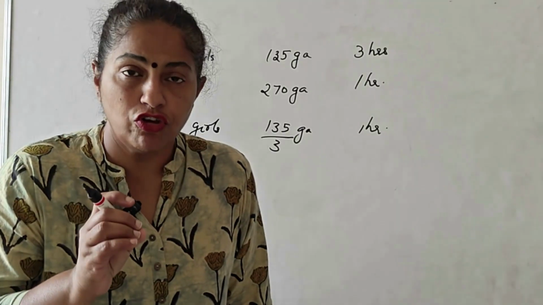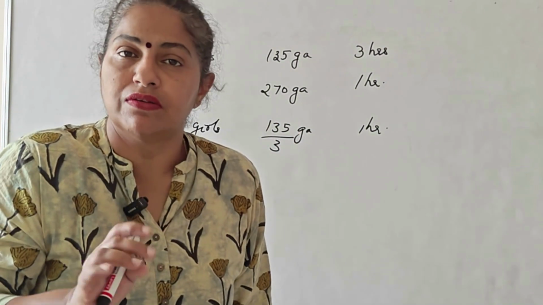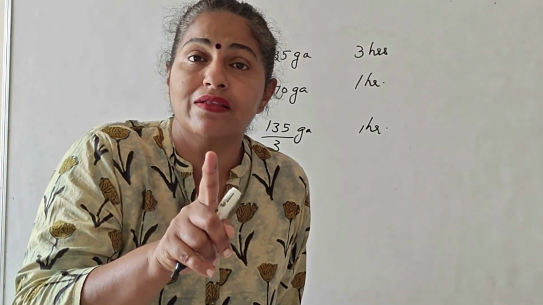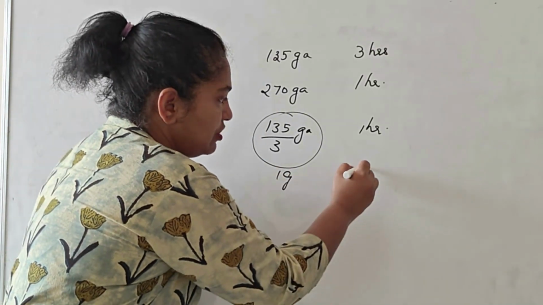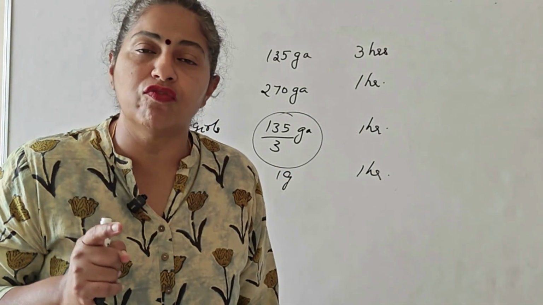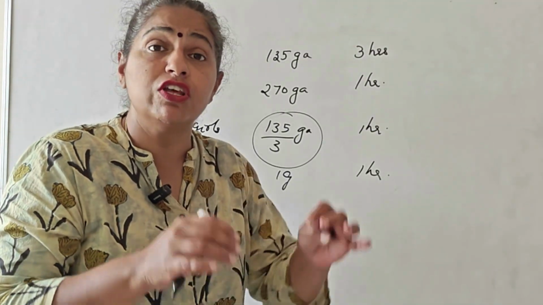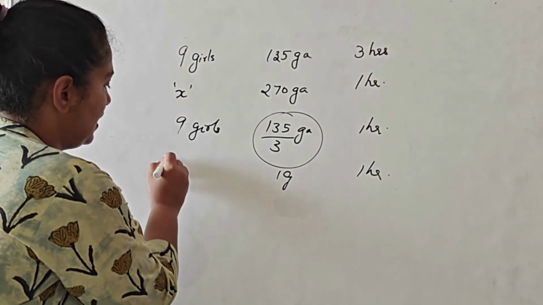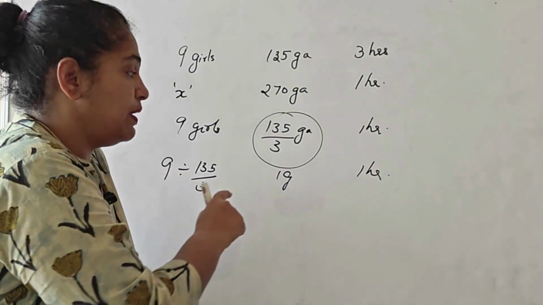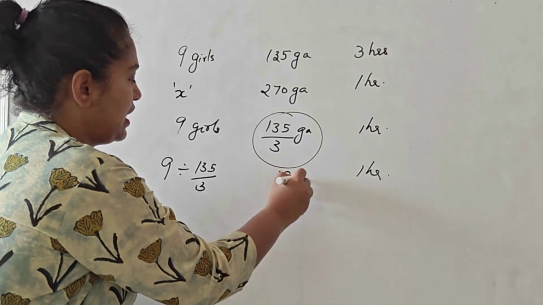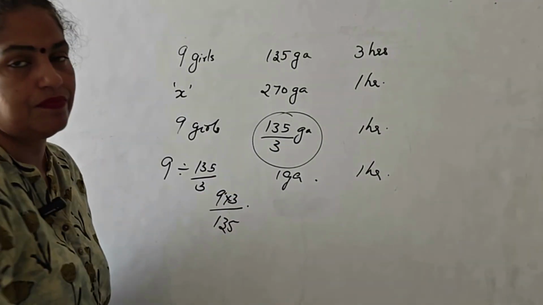Clear? So now, how many girls are required to make 135 by 3 garlands in 1 hour? 9 girls. Correct. How many girls are required to make 1 garland in 1 hour? Will it be more or will it be less? It will definitely be lesser because the number of garlands is reduced substantially. So, 9 divided by 135 by 3 girls are required to make 1 garland in 1 hour. Okay. So, here you will get 9 into 3 by 135.